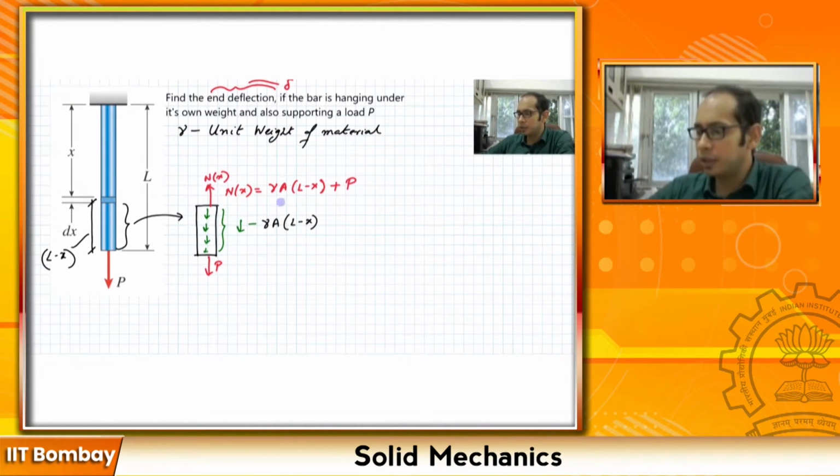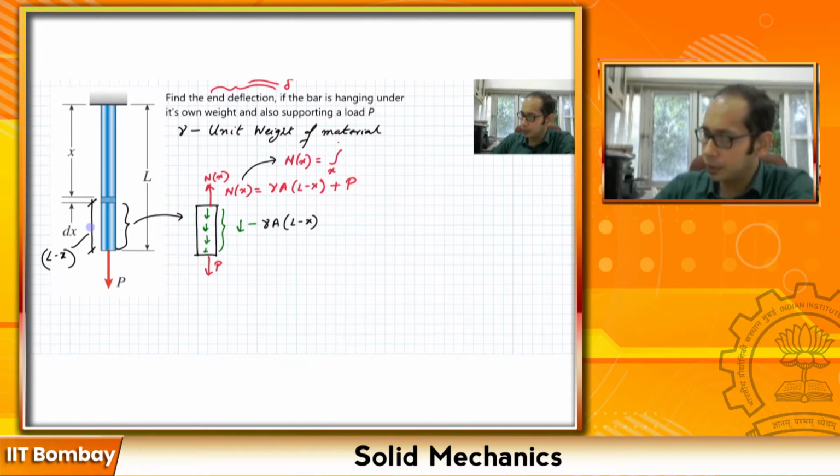Now, since you guys love doing integrations, there is another way to get N of x. You take this infinitesimally small length dx over here and you integrate from x to L. So another way to get your N of x will be the integral from x to L of gamma A dx, plus P, right? If you do that, you will get gamma A times L minus x plus P, which is essentially equivalent to what you got over here, right? Same thing.